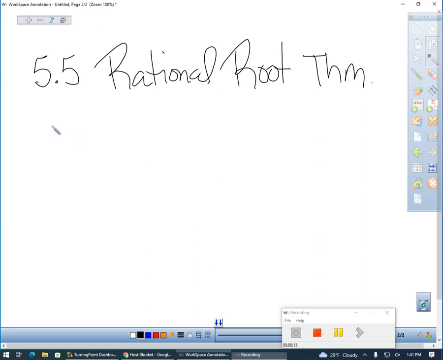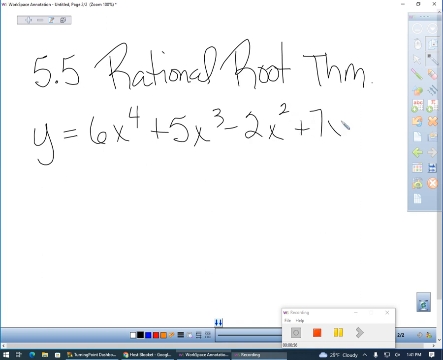When you have a polynomial, so let's say I have y equals, let's go with 6x to the fourth plus 5x to the third minus 2x squared plus 7x plus 4. That's a polynomial, right? How many solutions should there be to this polynomial? 4. How do you know that again? Quartic. Very good. The highest exponent. All right. So we know we have to find 4.